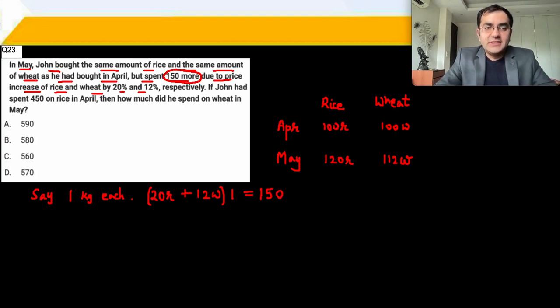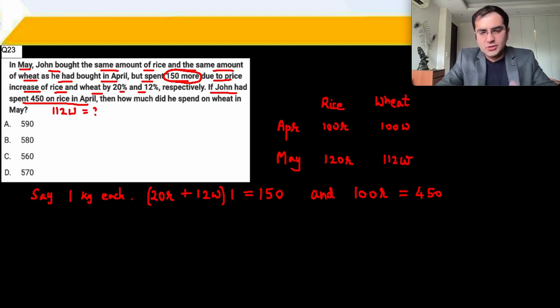And it says that if John spent 450 on rice in April, so April rice is 100 R is equal to 450. Cancel by 5. And how much did he spend on wheat in May? Wheat in May is 112 W. It's asking find the value of 112 W. Okay, if you solve you'll get the answer. Divided by 5, 20 times becomes, divided by 5, 90 times. So 20 R is 90. Put that over here.